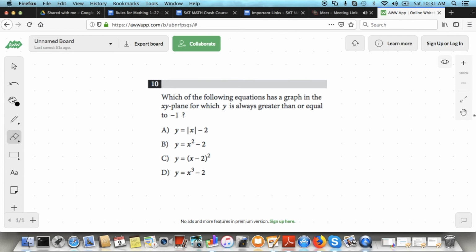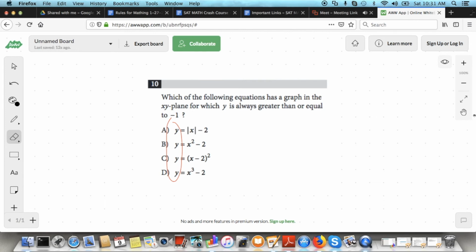Do we plug in -1 as y? Well, we could do that, but I think there's a better approach here, which is that let's test values for x, and we're just going to come up with some of our own values, and see if we can make the y values here somehow less than -1. And if we can make a y value less than -1, then we know it's not a correct answer choice. Does that make sense? Yes or no? I think so.